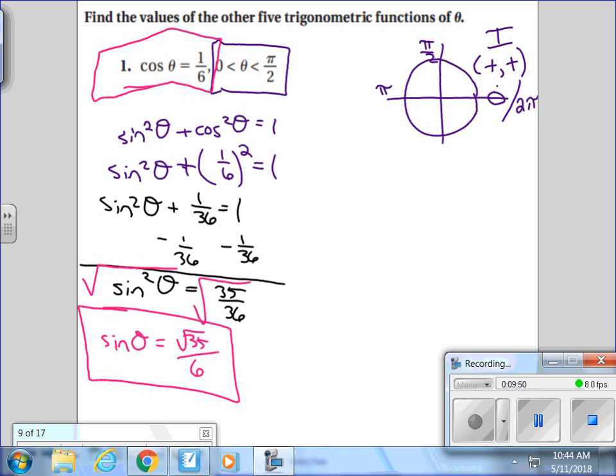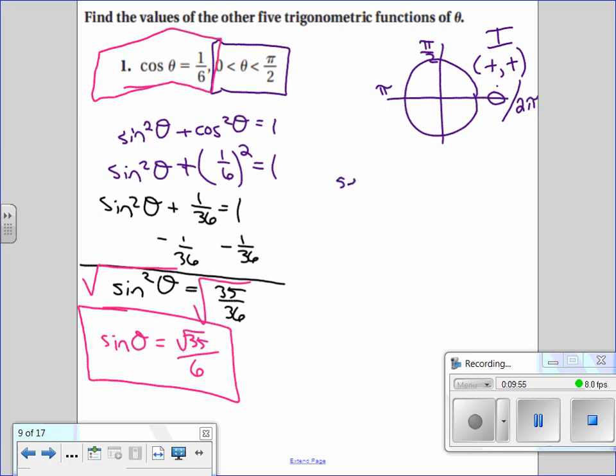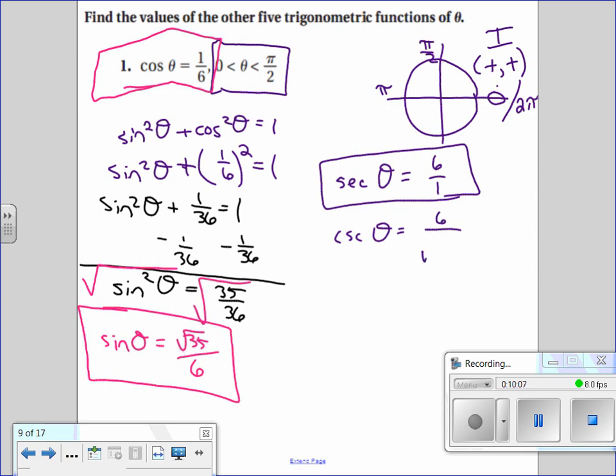Alright, so at this point it gets kind of easy. We can do our reciprocal. So secant is the reciprocal of cosine. You can see that on your paper if you look. So that's just going to be 6 over 1, or 6. Cosecant is reciprocal of sine, so 6 over radical 35. I don't worry about rationalizing that denominator, but scholars can. Yeah, we're going to do tangent. Don't you worry.